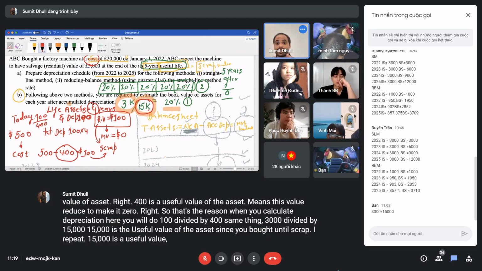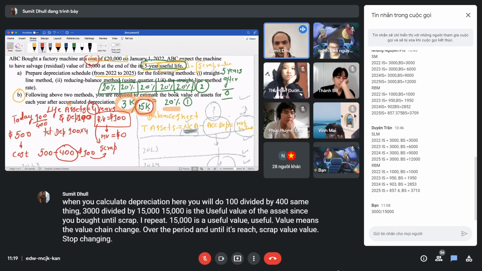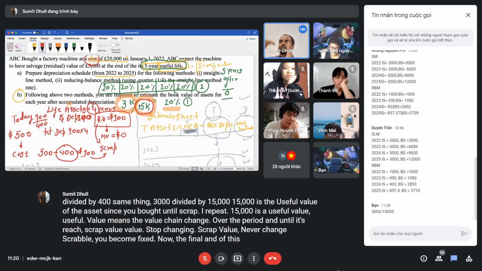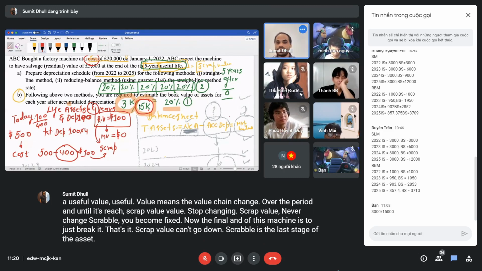Useful value means the value that changes over the period, until it reaches scrap value, and then the value stops changing. Scrap value never changes. Scrap value becomes fixed. The final end of this machine is just to break it. That's it. Scrap value can't go down. Scrap value is the last stage of the asset, meaning the asset has nearly zero market value.